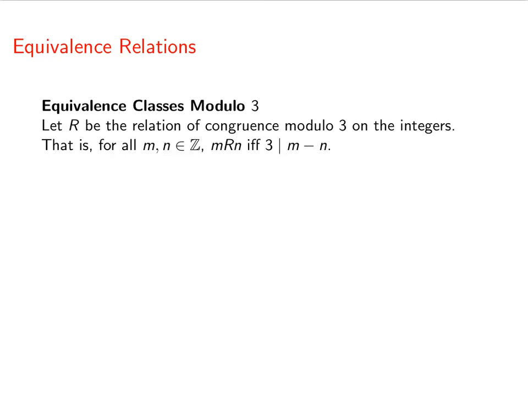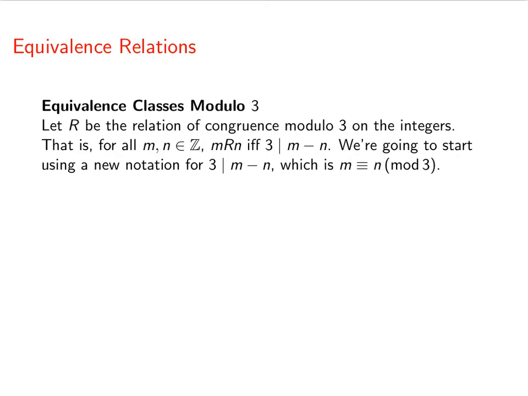Now we've seen this relation before, maybe not with 3, but with other numbers. Now we're going to start using a new notation. So instead of writing 3 divides m minus n, we're going to start writing m is congruent to n modulo 3. Let's give a description of the equivalence classes of R.